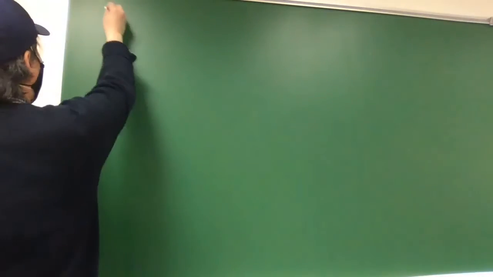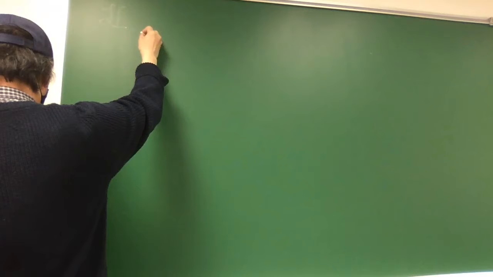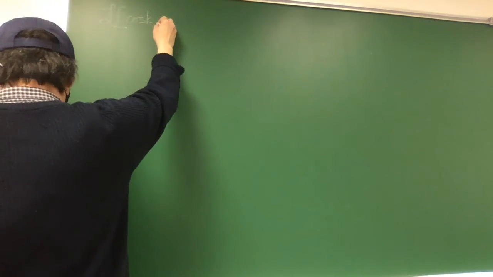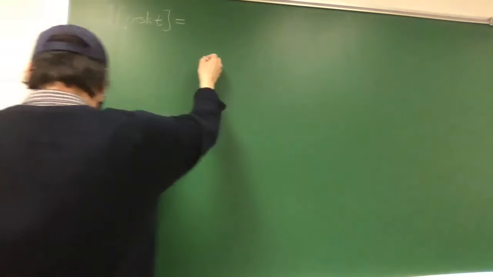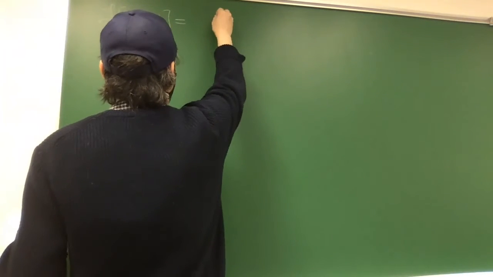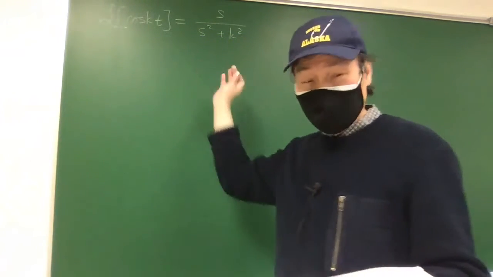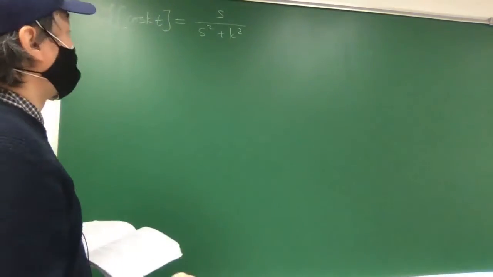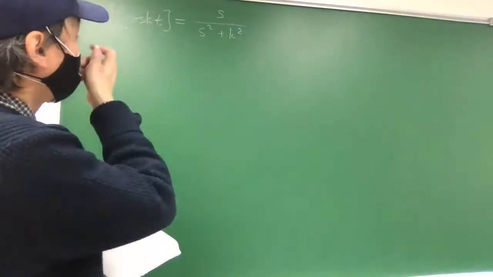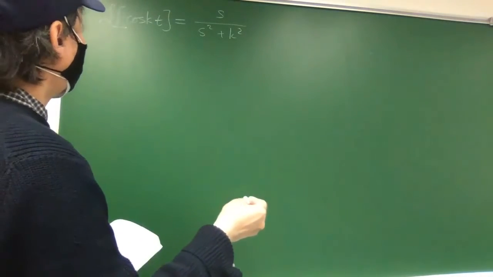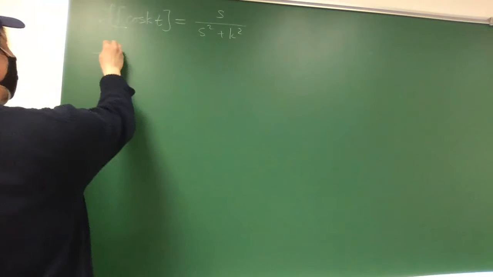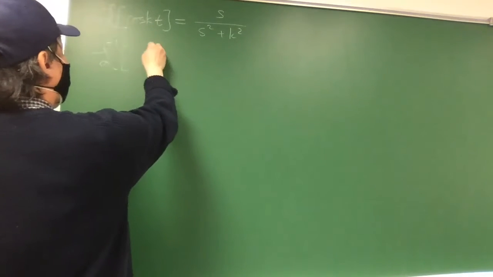So now we want to recover the Laplace transform of cosine kt, equals s over s square plus k square. Originally you used the direct transform formula to calculate that and show that it is this one. But now we want to confirm the inverse transform. So now we want to calculate the inverse transform of this function.